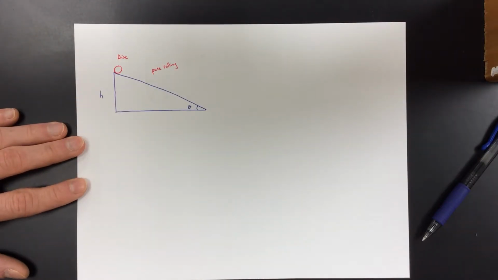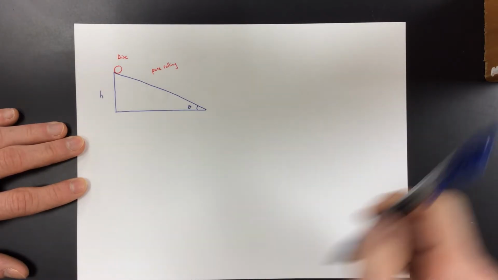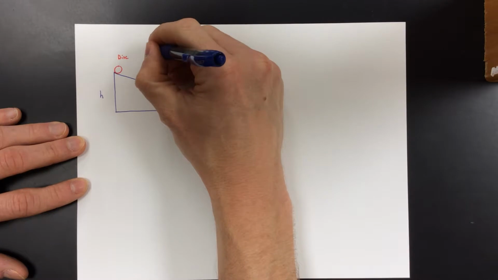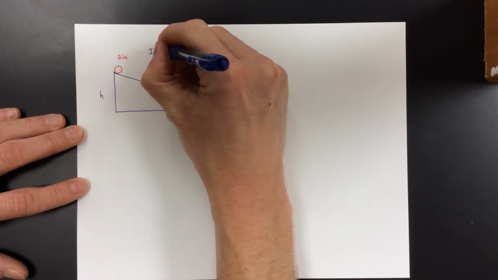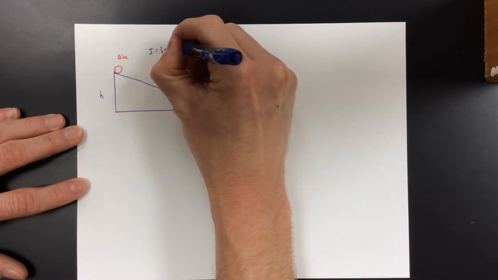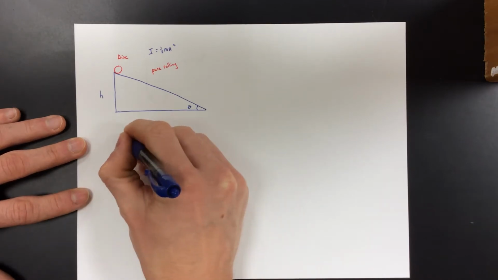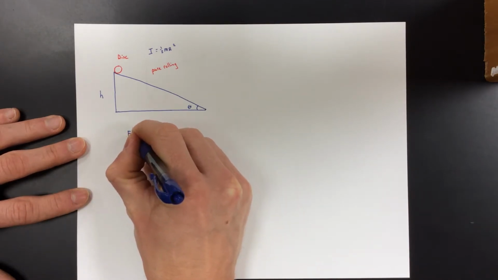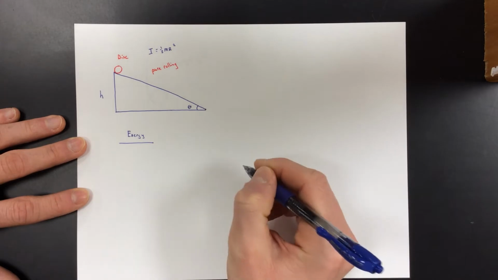Okay, the next one we want to look at is just rolling a disc down a ramp of height h at an angle theta. Again, the disc has a moment of inertia of 1/2 mr squared. Let's look at the energy perspective first this time. Energy is actually really easy.